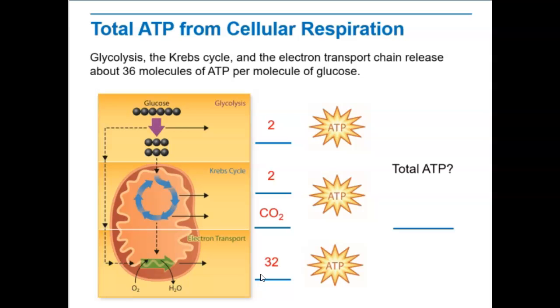So your total ATP is going to be generally in the range of 30 to 42. In this case, we're looking at 2, 2, 32, so 36, which falls right in that range. And we also have CO2 being produced as well.